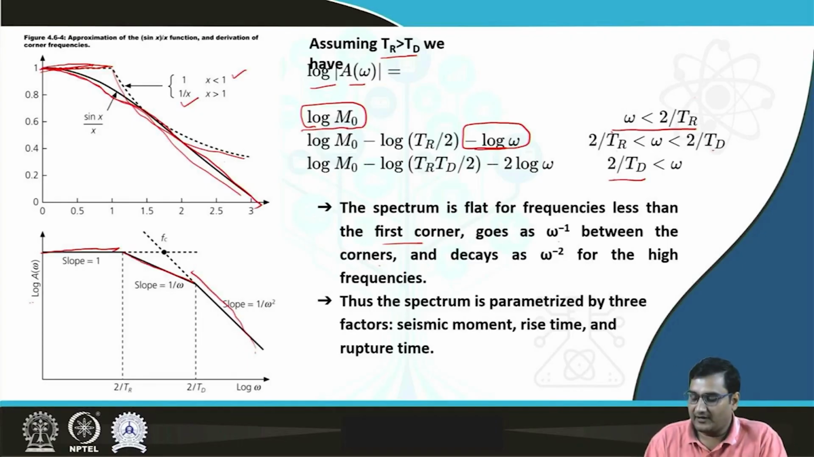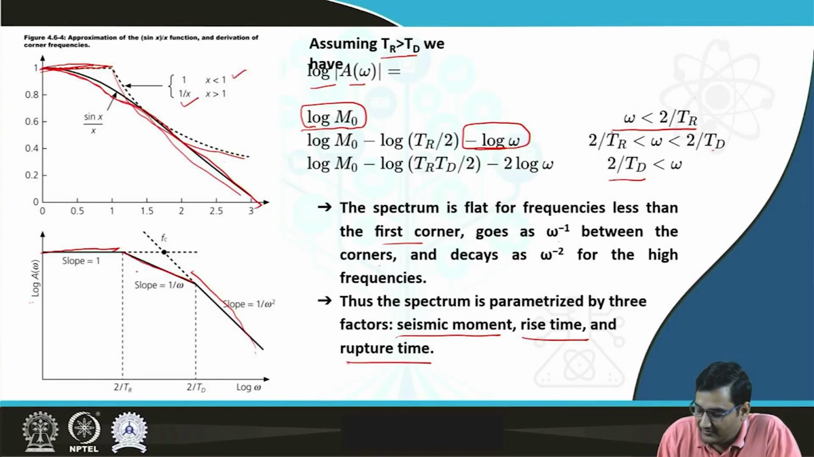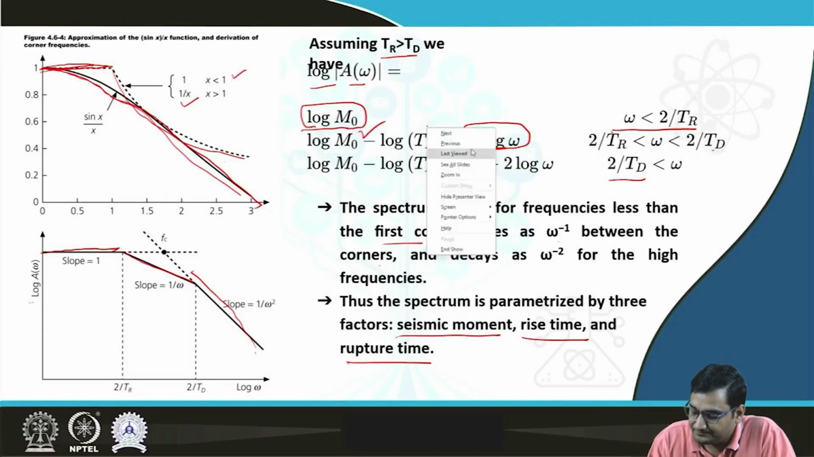So thus the spectrum is parameterized by 3 factors: seismic moment, rise time, and the rupture time. So you can see here it is being parameterized by 3 factors. That is correct. We have seismic moment, we have rupture time, and we have the rise time here.